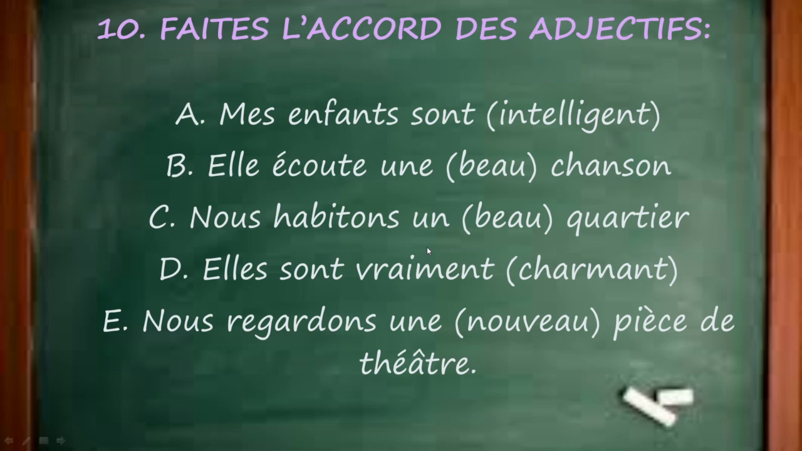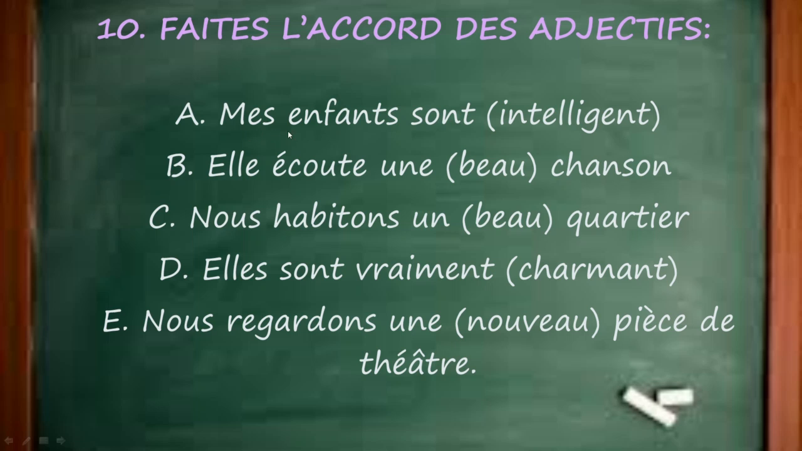So now we'll go for the exercise. The 10th exercise is actually fait l'accord des adjectifs. Accord means the S and E or ES. According to the subject, you've got to change the adjective. That's what accord means, right? So mes enfants sont. The adjective given in the bracket is intelligent. As I told you, it's given in the masculine singular form, so it will always be given in the masculine singular form, right? So mes enfants. If you see the subject, first of all, you've got to check if it's masculine or feminine, singular or plural.